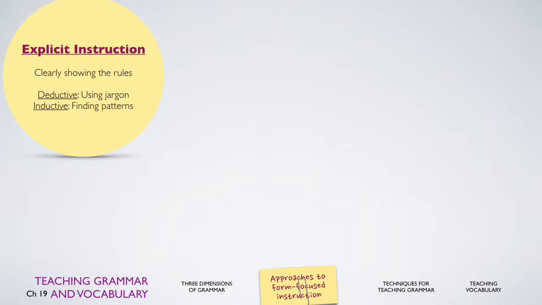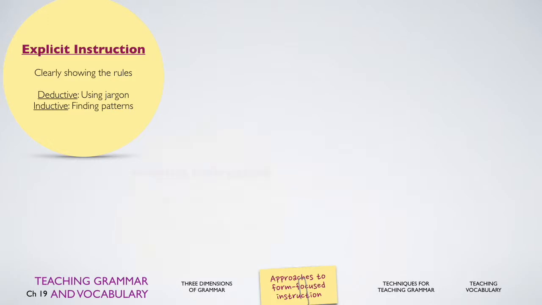You can make your class even clearer by using a deductive approach, saying to students, today we are going to study the past tense. Or you can go for an inductive approach, in which you add a little bit of mystery, showing some example sentences and trying to get the students to notice the patterns in those sentences.